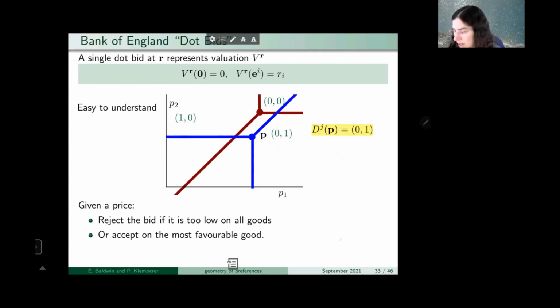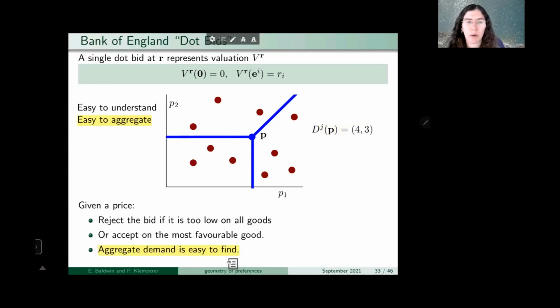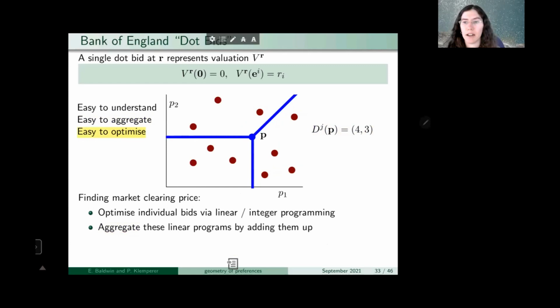So you can see that you can draw these three lines associated with the auction and look at where the dots are relative to those lines and see immediately what the demand is. So it's very easy to aggregate these bids. Aggregate demand is easy to find, and it's easy to optimize. We can think about an individual bid corresponding to a linear program, and we can aggregate these linear programs just by adding them up. So that's the Bank of England's approach.